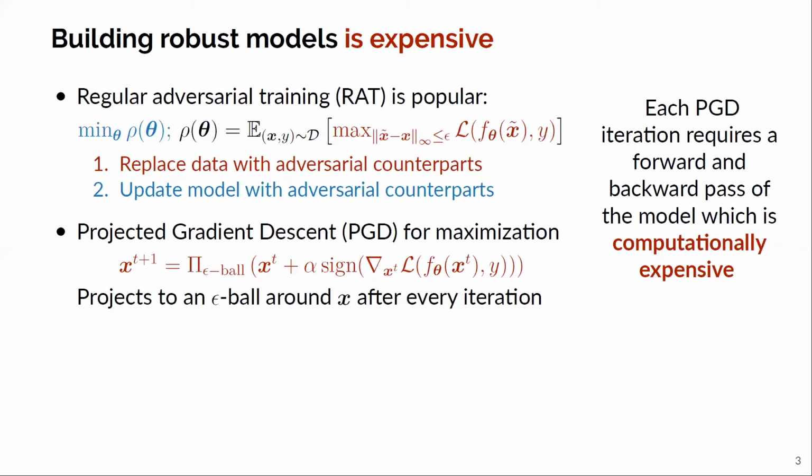And because projected gradient descent requires gradients, we have to do multiple forward and backward passes of the deep neural network, depending on the number of PGD iterations that we wish to do in order to regenerate these adversarial samples. And the larger the network is, the more time consuming this projected gradient descent method can be. So in total, we expect regular adversarial training to take significantly longer than natural training.